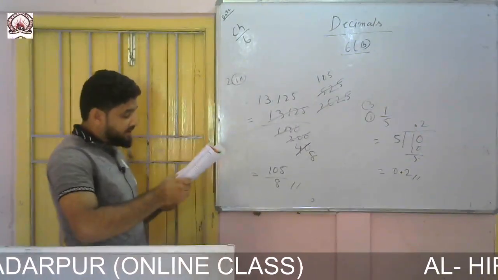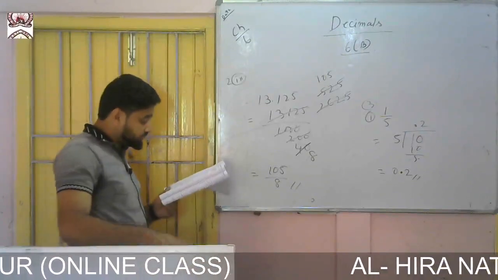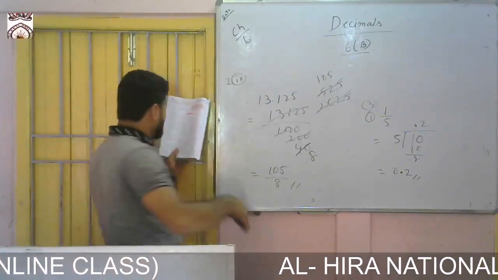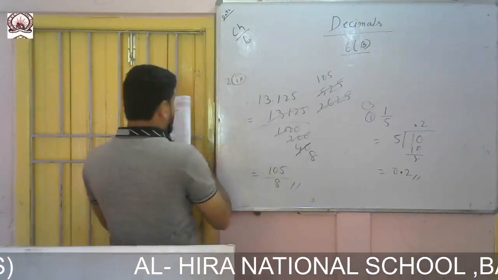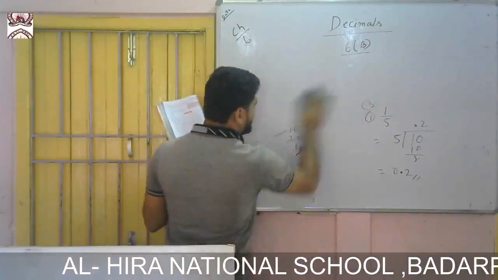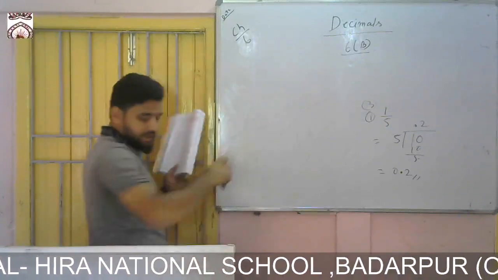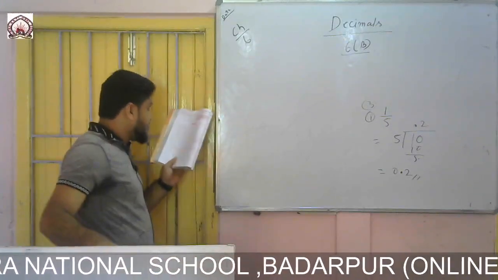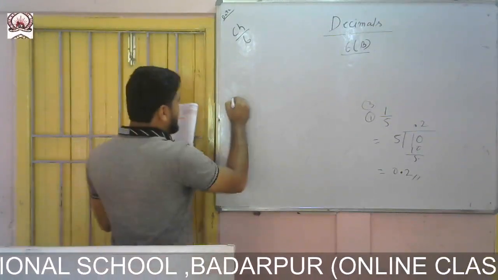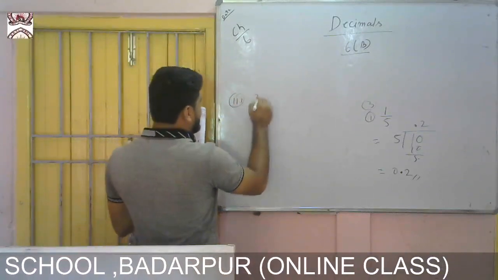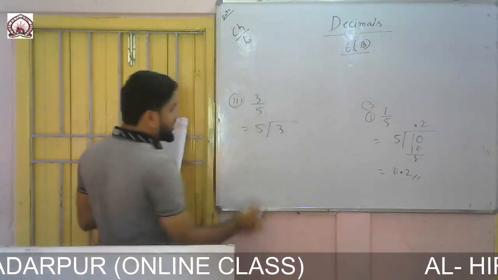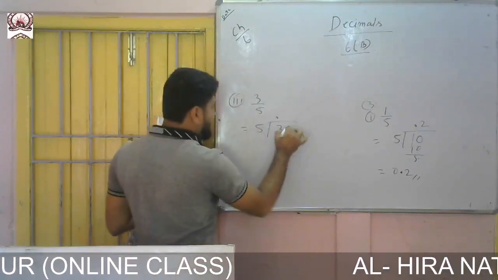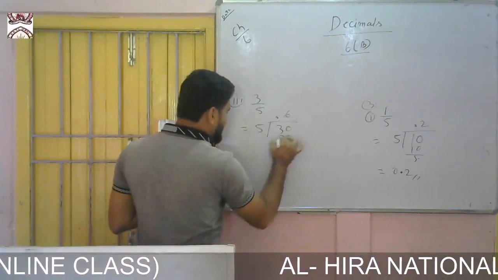Now come to the next question. Okay. So question number 3. What is there? 3 by 5. So divide this one. 3 is not divisible. Put 1 point, bring 1 0. 5 6s are 30. Okay.